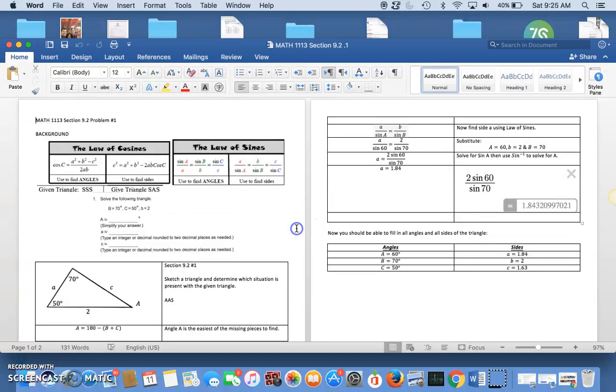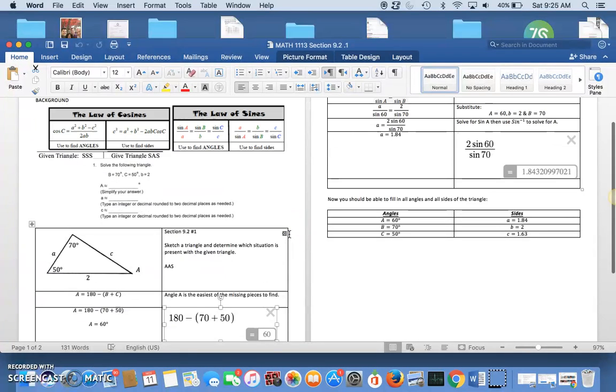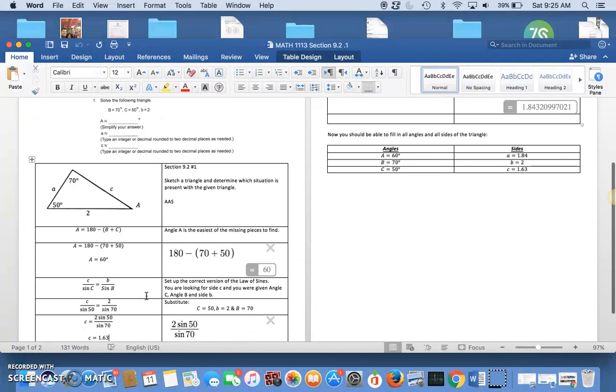The first one says to solve the following triangle, and they give you angle C and side B. Well, when you finish, you need to know all 3 angles and all 3 sides. If you know 2 angles, it's pretty easy to find the third angle because the angles of a triangle always have to add up to 180. So what we have are 2 angles and then a side. That's angle, angle, side is what we have. That's not a problem triangle. The problem child or the problem triangle is the one that's SSA.